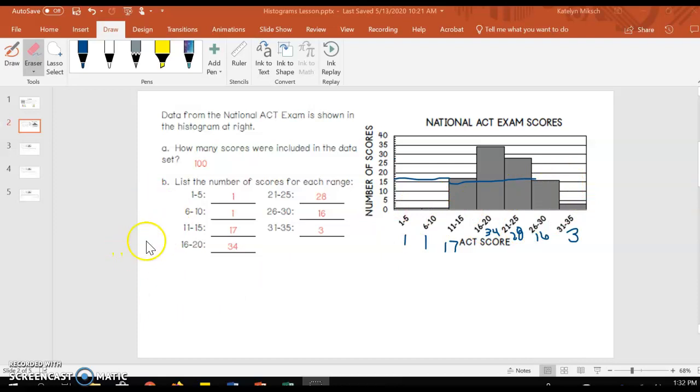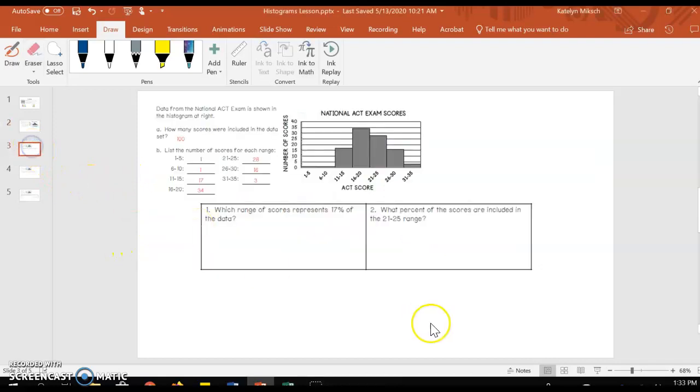So we're going to use that to move on and answer some questions. Our first question is, which range of scores represents 17% of the data? Just like last week, we are going to have to calculate some percents, and in 6th grade, we've done that using the percent proportion. So if we want to know which one would show 17%, we're looking for 17% out of 100%.